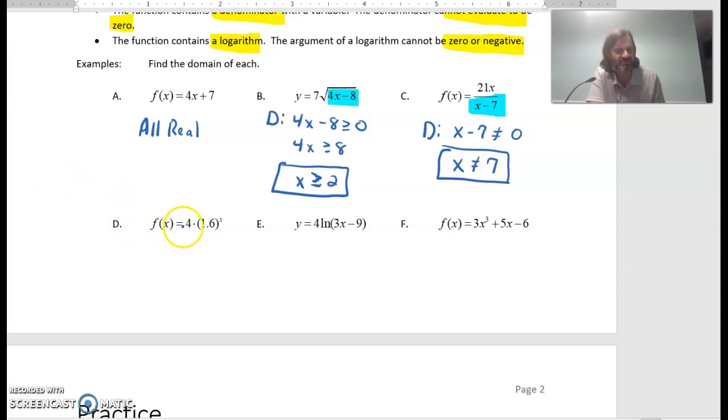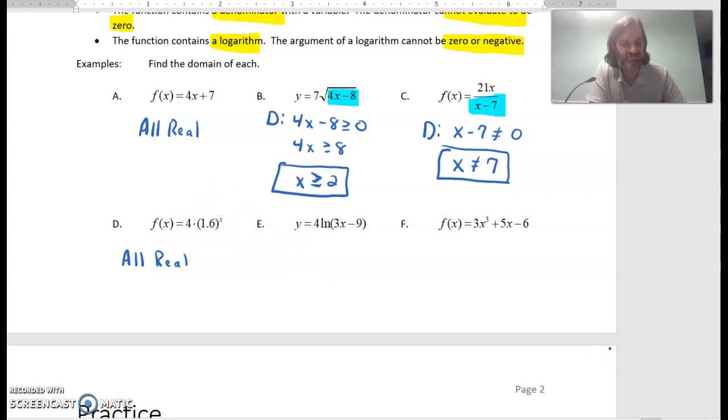D, f of x equals 4 times 1.6 raised to the x. That's an exponential function, but let's ask the three questions. Is there a root? No. Is there a denominator? No. Is there a logarithm? No. So our domain is all real numbers, and you could try that. You could take your calculator and put any number you want up there for x, and it'll give you an answer back.